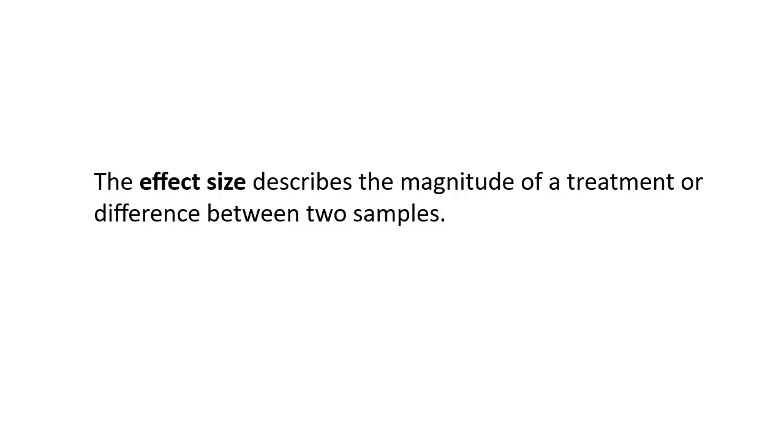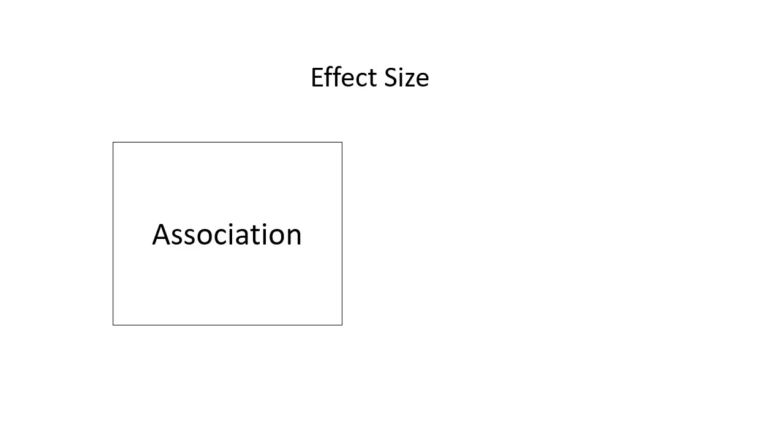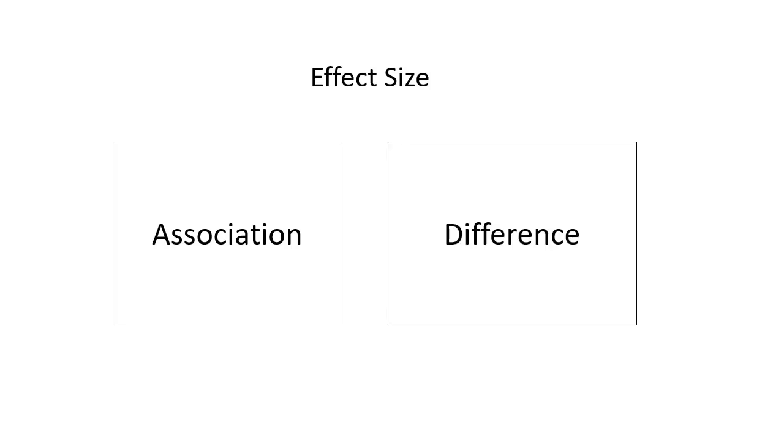There are two main classes or techniques to quantify the magnitude of an effect. They are association. Association is the degree to which the samples change together. The second one is difference. This is the degree to which samples are different.